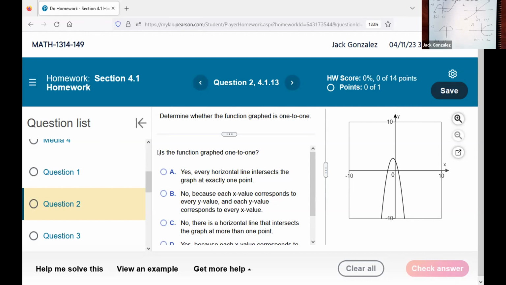Each x corresponds to every y value. I think C makes sense. C.